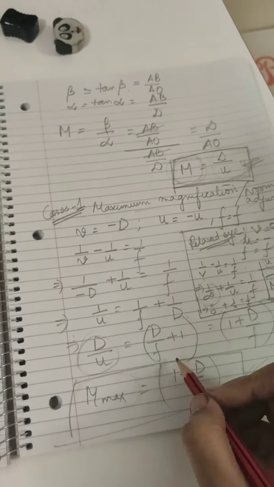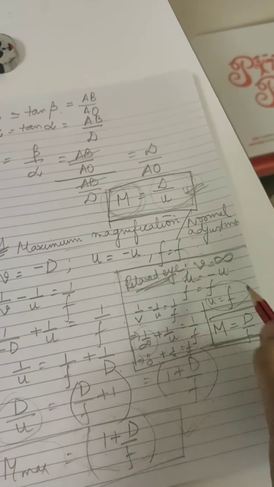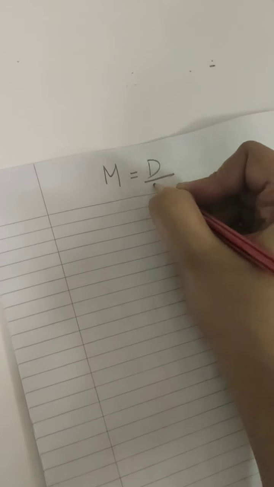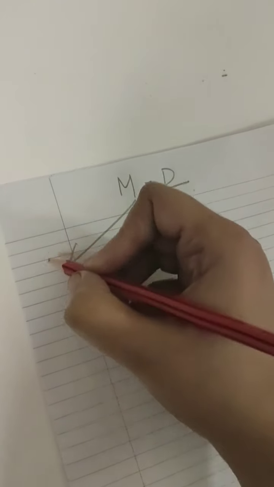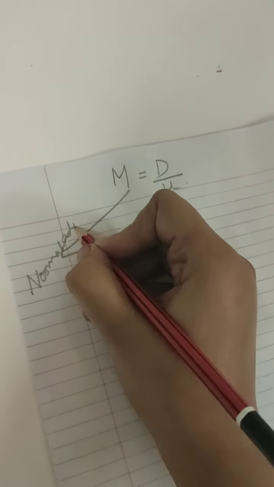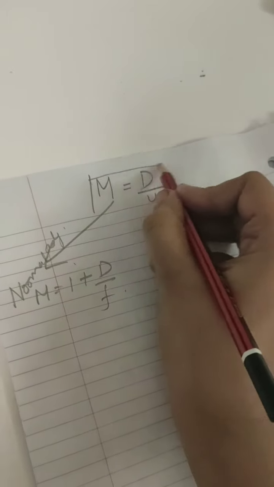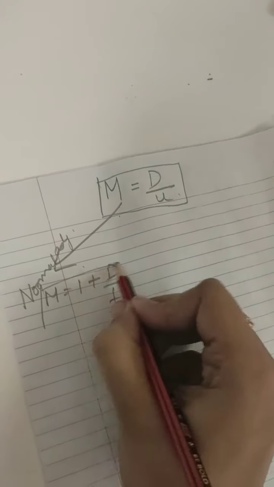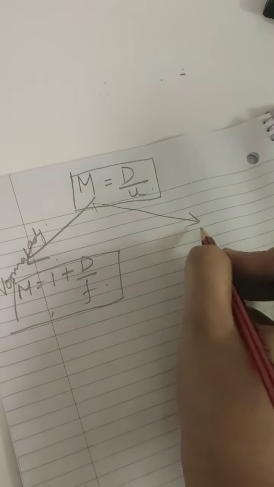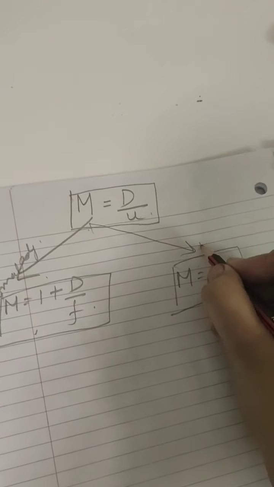This is another formula for the relaxed eye. For normal adjustment, the maximum magnification is 1 plus d by f, and for the relaxed eye, the magnification is d by f. So the magnifying power of a simple microscope is d by u. It has two values: for normal adjustment, m equals 1 plus d by f, and for the relaxed eye, m equals d by f.